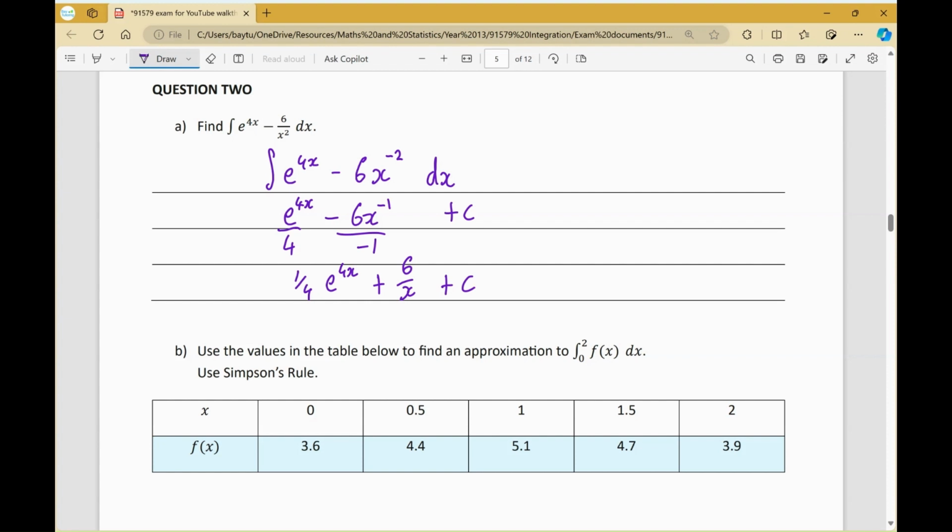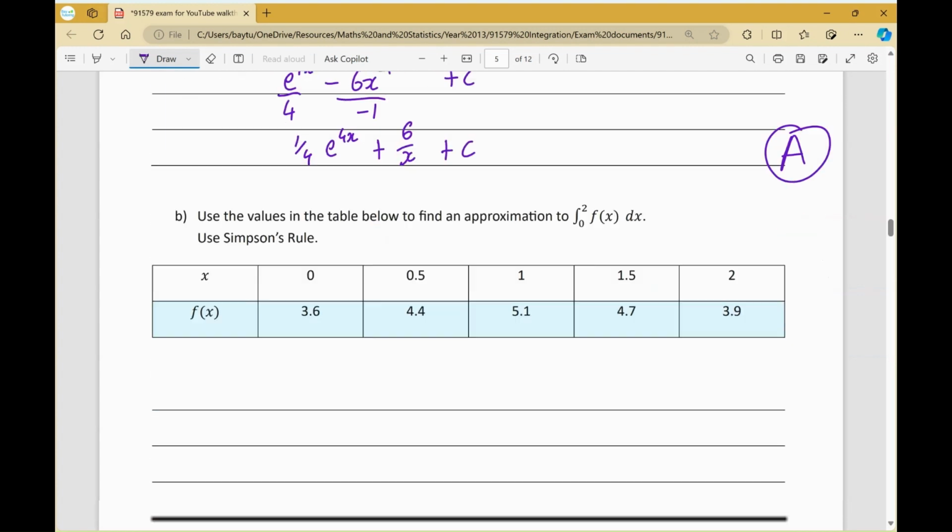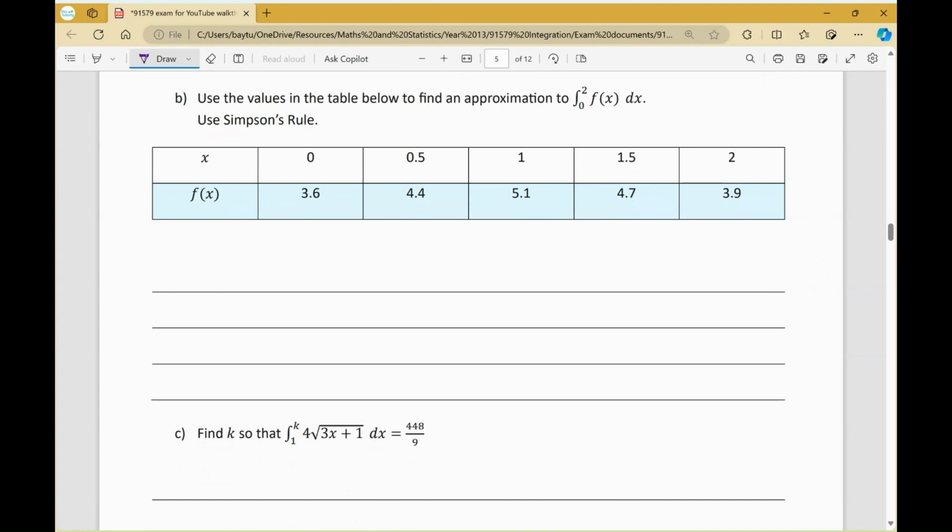It would have been okay to leave it as 6x to the power of negative 1. I think that just looks a bit nicer. And that is the answer for that one. So that is an achieved question. Okay, on to part B then.